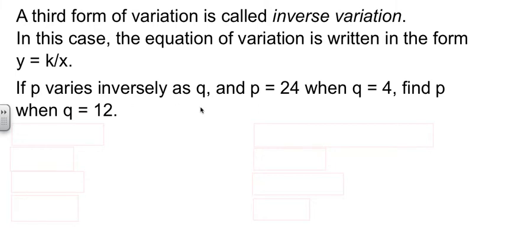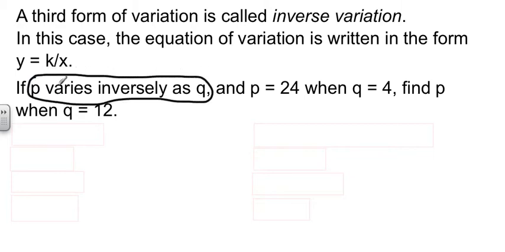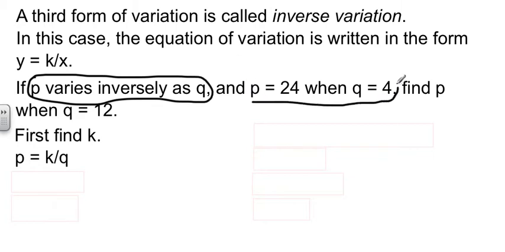So here's our statement. Again, if P varies inversely as Q, there's a tip-off of what I'm looking at, inversely. So inversely tells me there's division going on. Same rule, first find K. P varies inversely as Q, so it's K over Q. And P equals 24 when Q equals 4. Those go together.